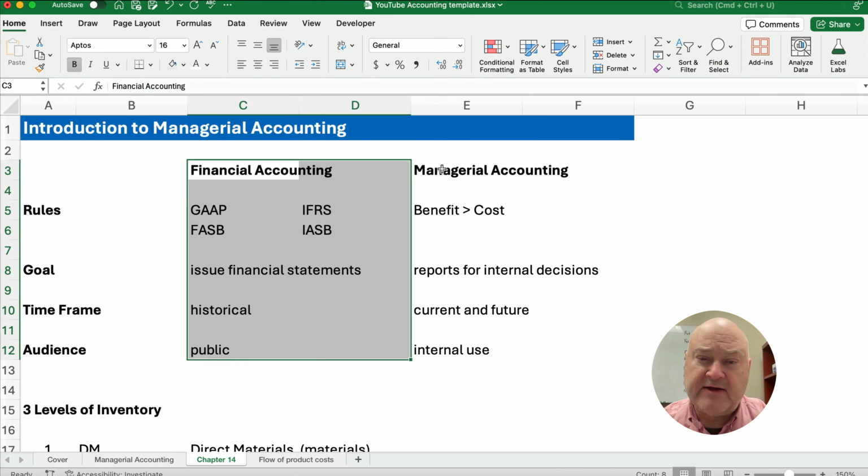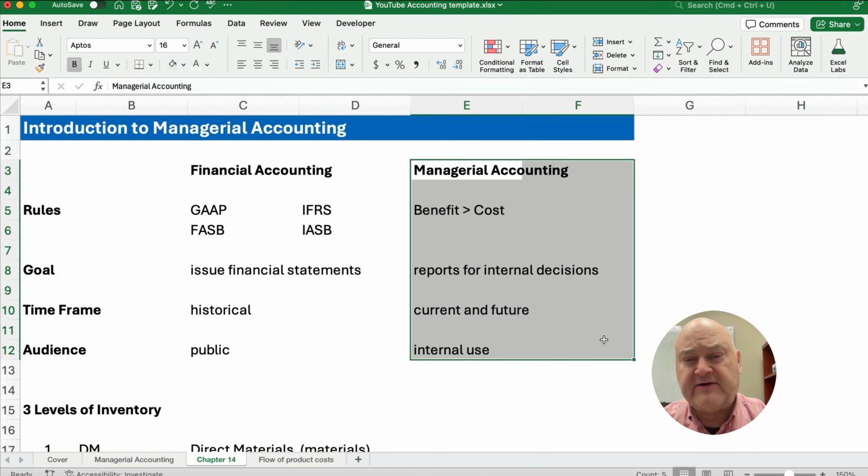Now, managerial accounting is a little bit different. Managerial accounting says, look, we don't really have rules. We have the same assets and liabilities and equity, but we're trying to figure out, is the benefit greater than the cost of producing these reports?